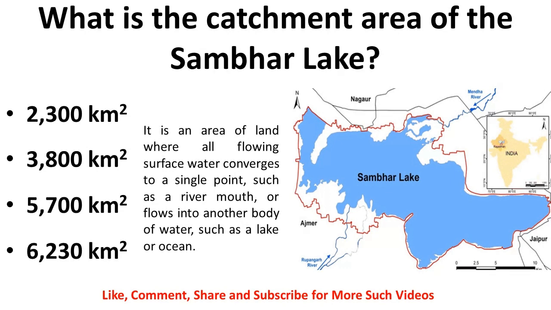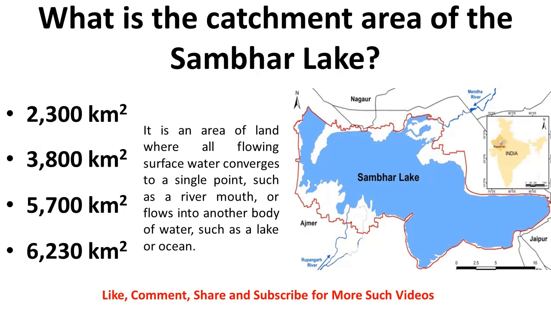What is the catchment area of Sambar Lake? Now, before I go to the options, I want to tell you what you mean by catchment area. By definition, it is an area of land where all flowing surface water converges to a single point, such as a river mouth, or flows into another body of water such as a lake or ocean. So basically you can understand how much water this lake can catch, or how it can store, right?